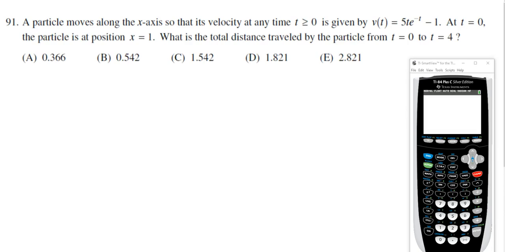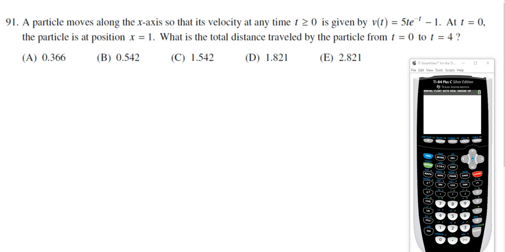91, a particle moves along the x-axis so that its velocity at any time t greater than or equal to 0 is given by v of t. At t equals 0, the particle is at position 1. What's the total distance traveled by the particle from time t equals 0 to 4? This sentence of at time t equals 0, the position is 1, bears no weight. Okay, we don't care where it started.